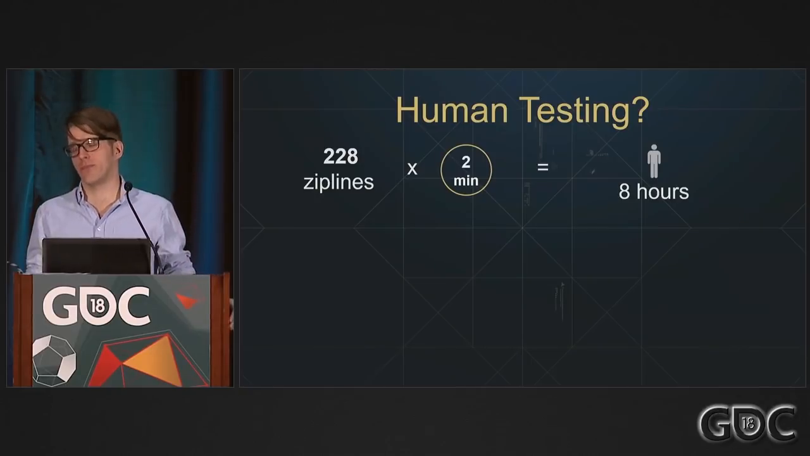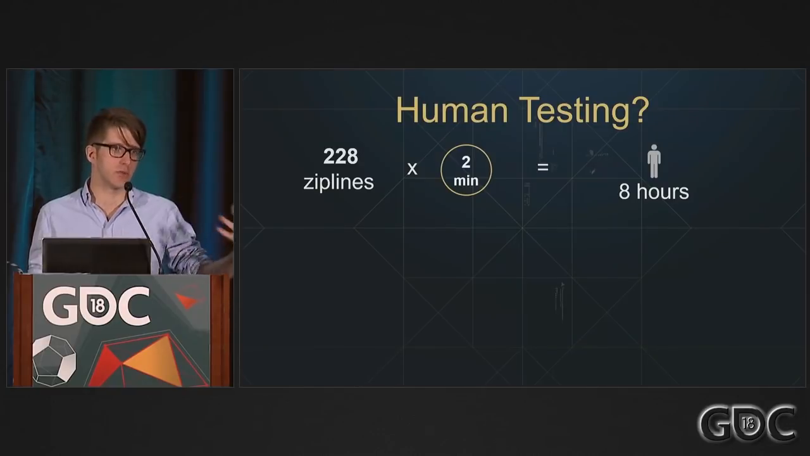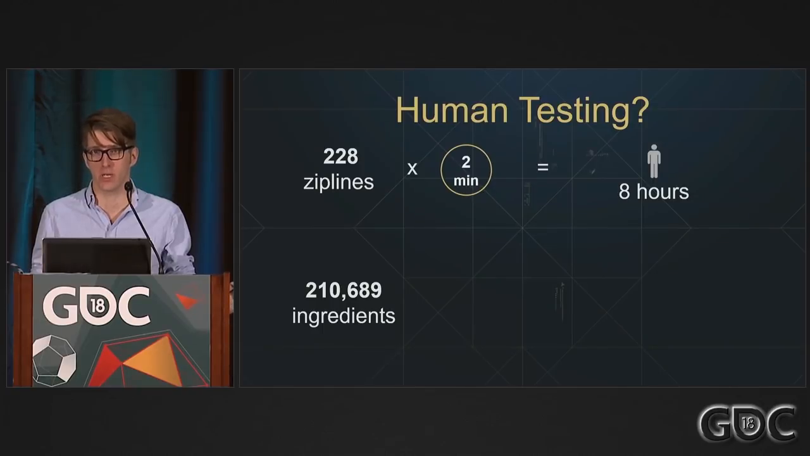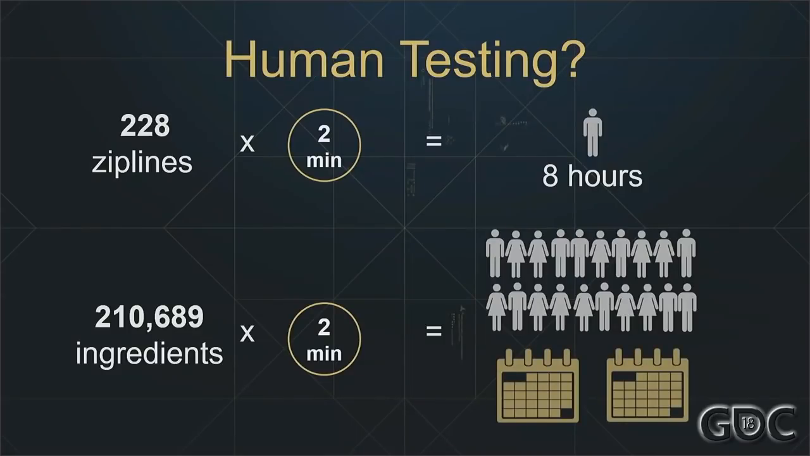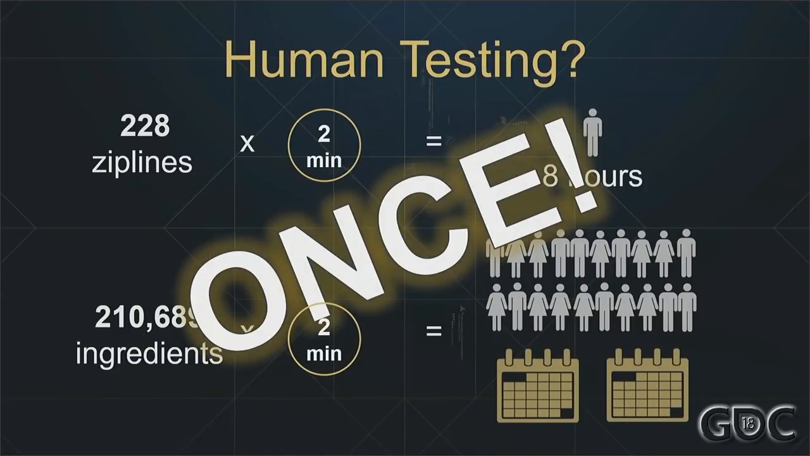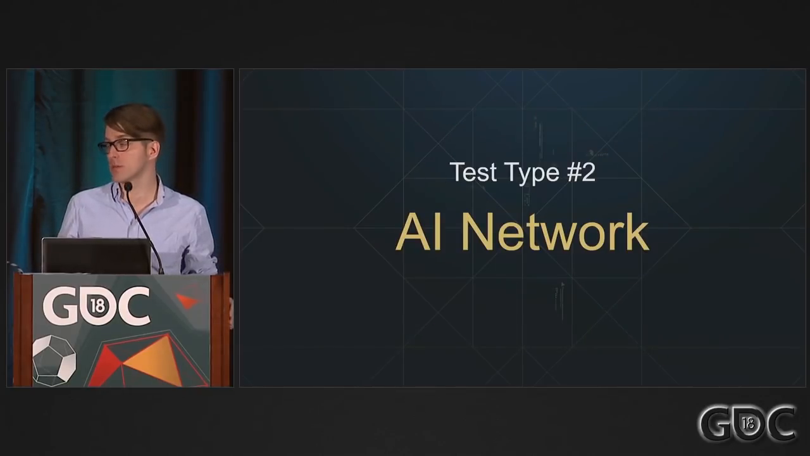Now, the kicker is that from the previous slides, I talked about the 22 object types we test. These end up being over 200,000 instances of ingredients throughout the world. So once again, if it's 2 minutes to test one instance, then it would take 20 testers 2 full months to test everything once. So that's a lot of people to test simple things. So forget it. It does not scale. We cannot rely on human testing. We need automated tests.